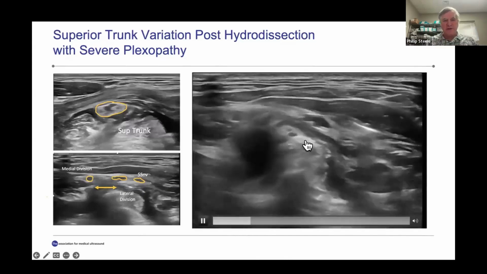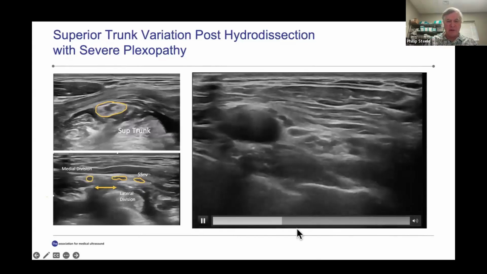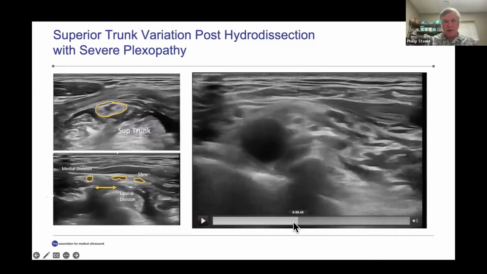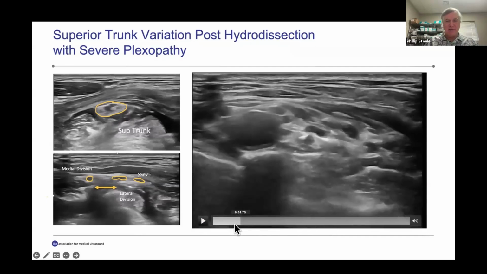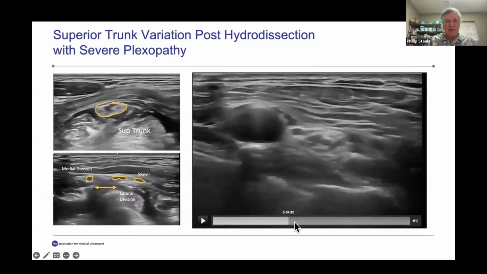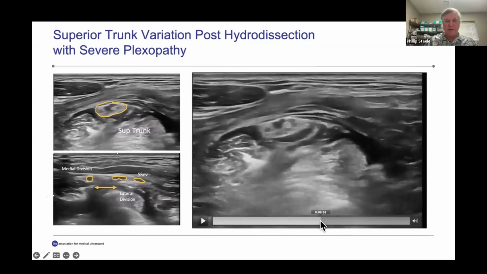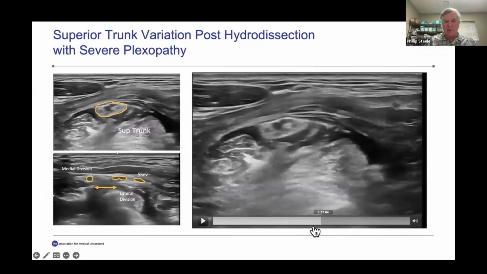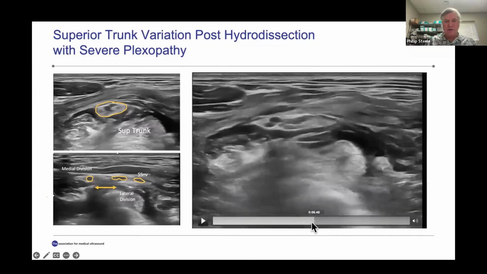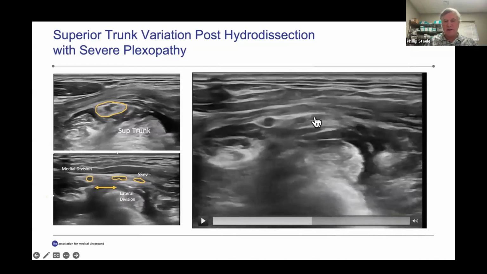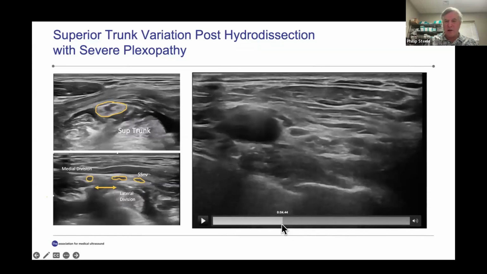And then finally, there's a fair amount of variability of the superior trunk. And this is an example that's kind of odd. Let's see, where's the best? Here we go. So this is the superior trunk right here. And you can see the superior trunk. This is subscapularis. And then this is a part of that superior trunk. And here we go.